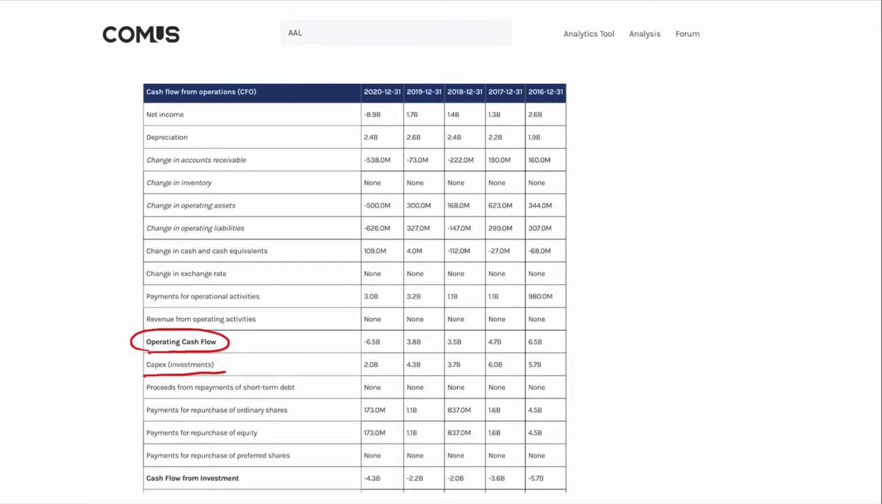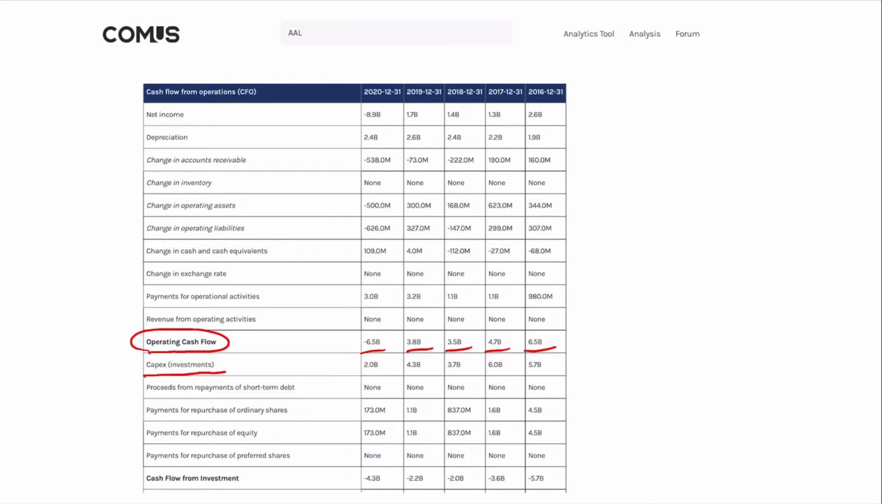We can see we went from $6.5 billion down to negative $6.5 billion. And we can see that the operating cash flow decreased a couple of years. So this is a negative trend. I want to see them having a positive development. So this is a negative.